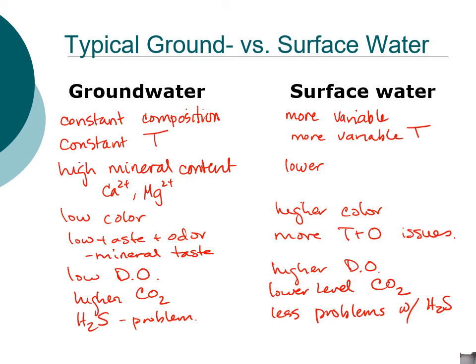And lastly, typically you will have a higher organic matter content in your surface waters and a lower organic matter content. The N stands for naturally, so this is naturally occurring organic matter in your groundwaters.